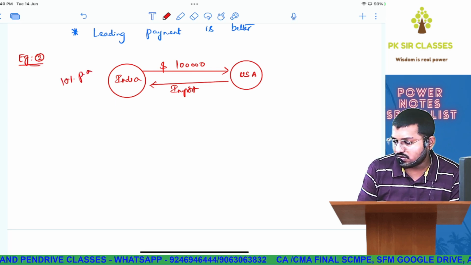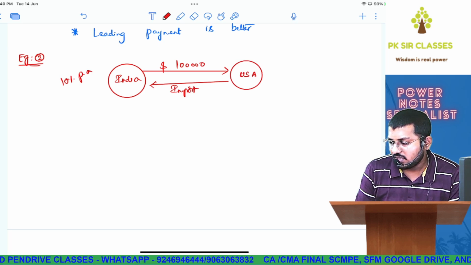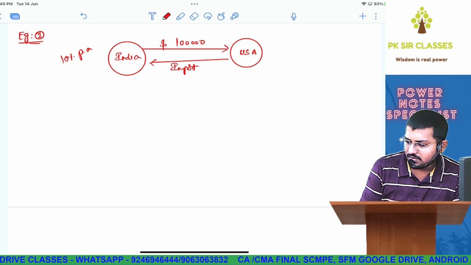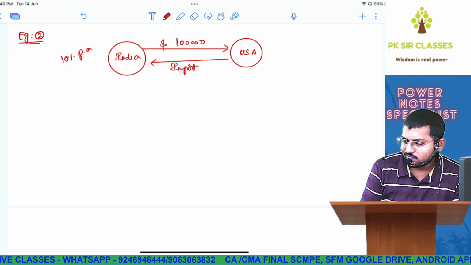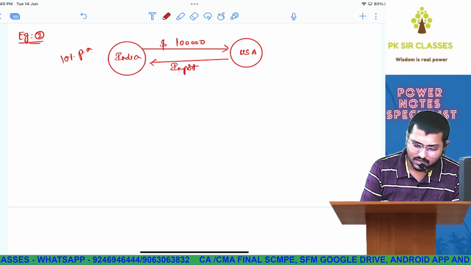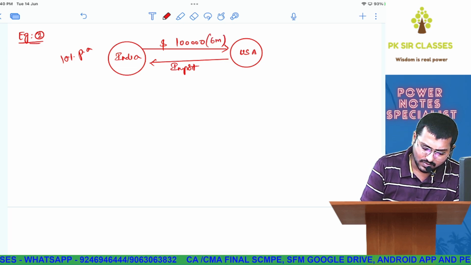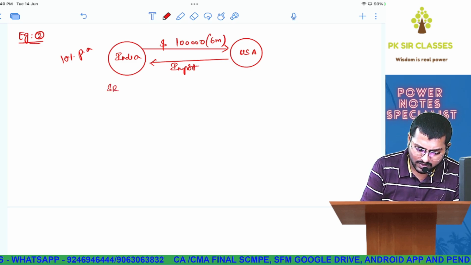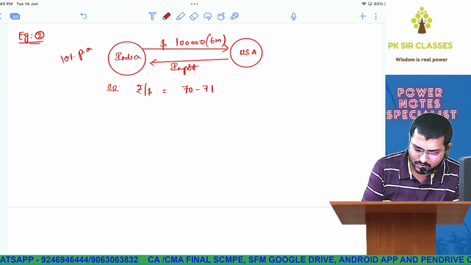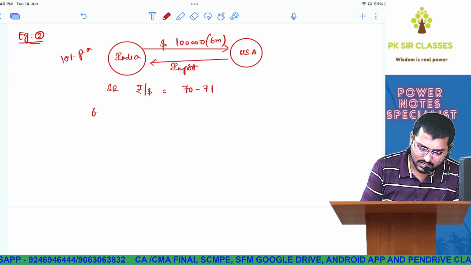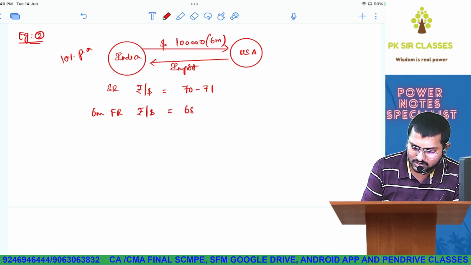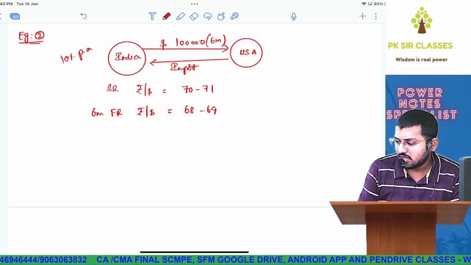Now interest, I'll take it as 10% per annum, in India. We'll take it for 6 months. Spot rate, take it as rupee per dollar is equal to 70.21. 6 months forward rate, rupee per dollar is equal to 68.69. Appreciate it.